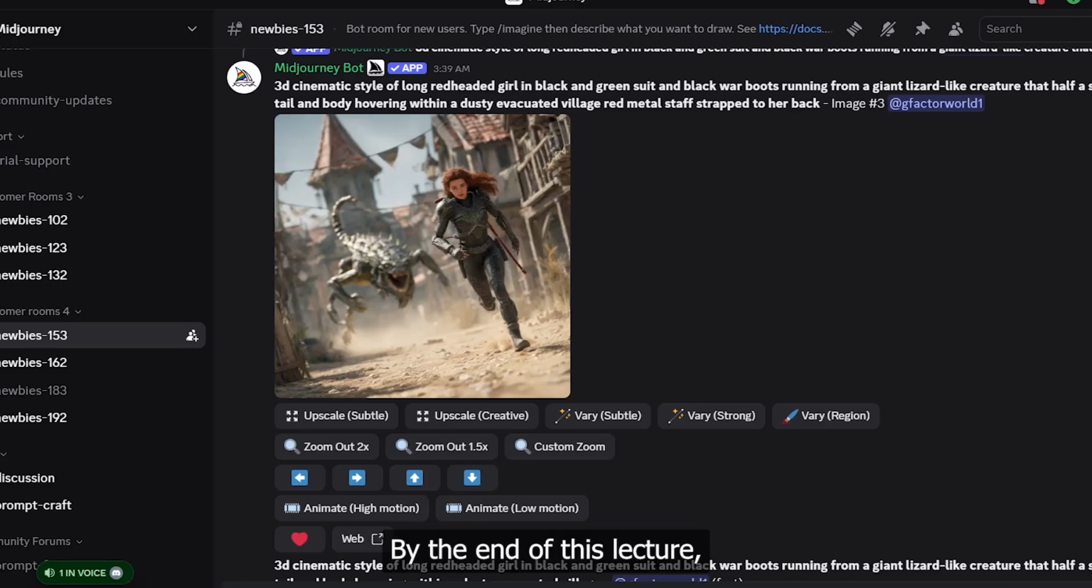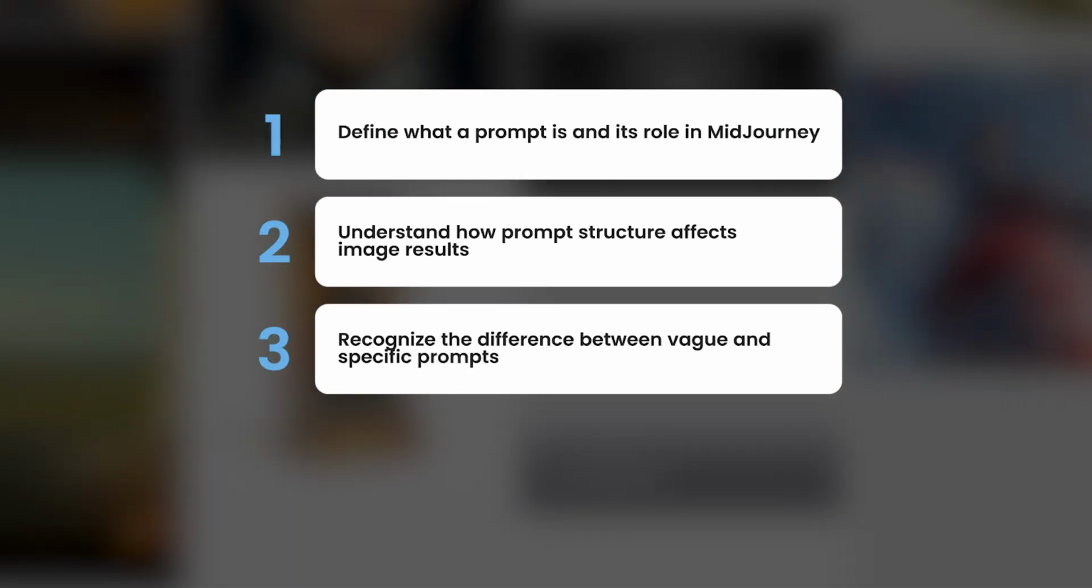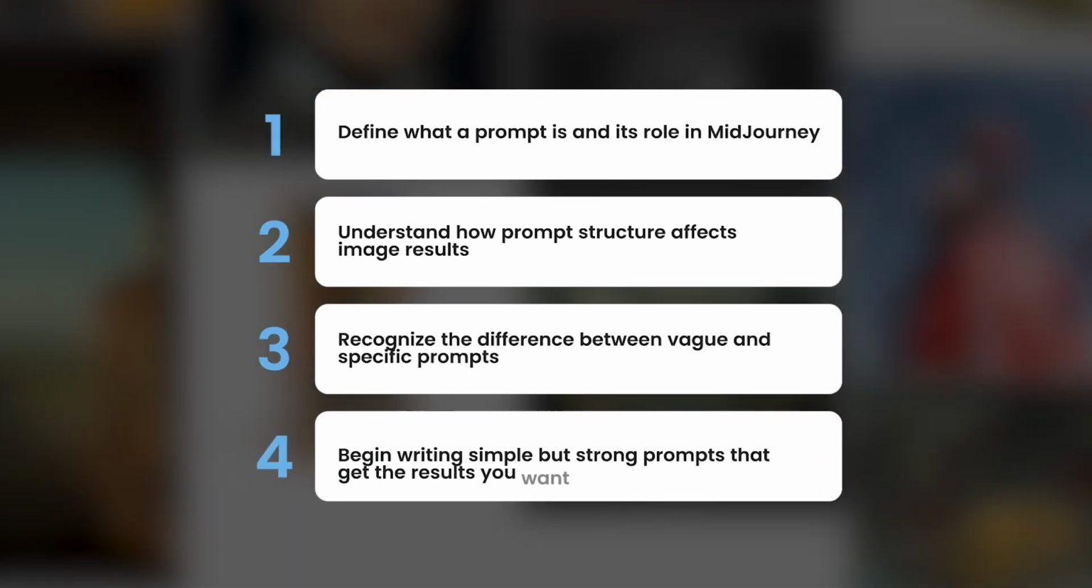Objectives of the lecture. By the end of this lecture, you will be able to define what a prompt is and its role in MidJourney. Understand how prompt structure affects image results. Recognize the difference between vague and specific prompts. Begin writing simple but strong prompts that get the results you want.